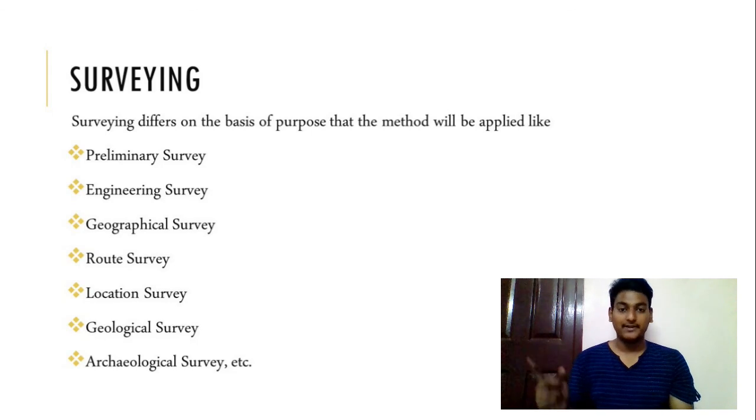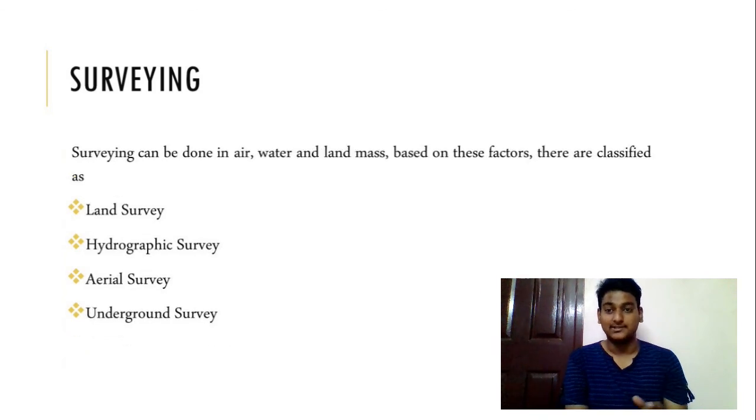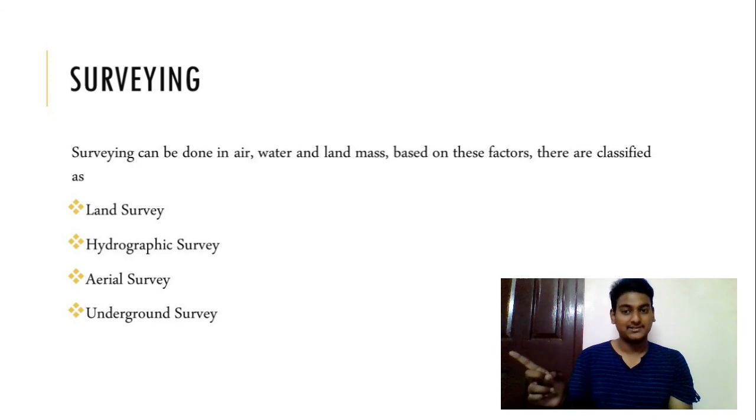Surveying also differs on the basis of the purpose, that is, the method which will be applied, like preliminary surveys, engineering survey, geographical survey, route survey, location survey, geological survey, archaeology survey, etc. Then surveying can be done in air, water, and land mass, and based on these factors, they are classified as land survey, hydrographic survey, aerial survey, and underground survey.